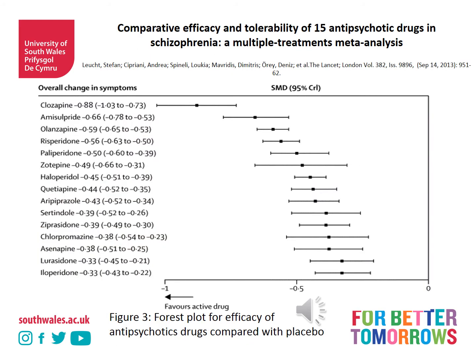This chart displays a comparison of 15 different antipsychotic drugs on the symptoms of schizophrenia, and essentially looking at the lines in the central part of the chart, the further they are towards the left, the more beneficial they are for patients with schizophrenia. And you can see at the top that clozapine seems to be the most effective.